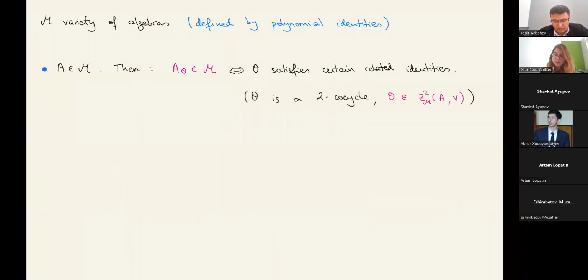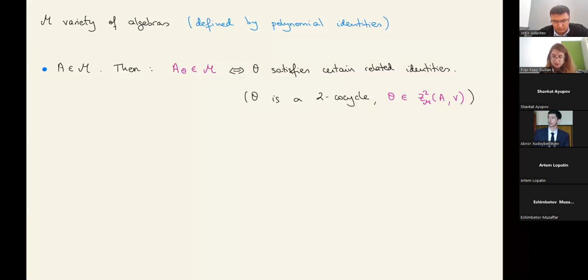Good. So we can completely characterize when A sub theta is in the same variety in terms of the identities satisfied by theta. And well, in this case, we say that theta is going to be a 2 cocycle with respect to this variety.